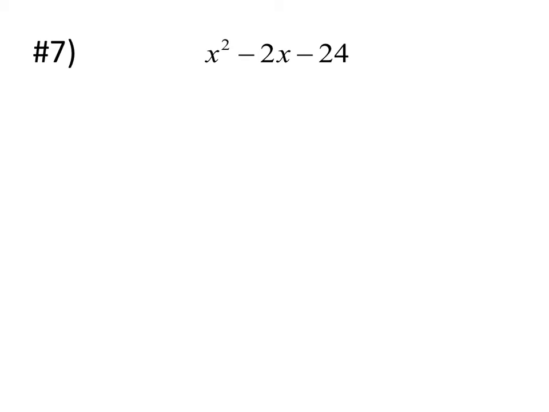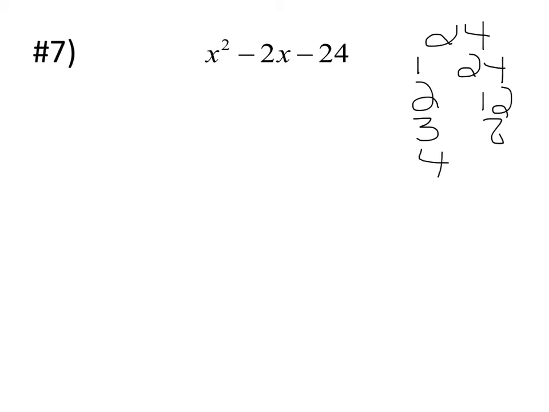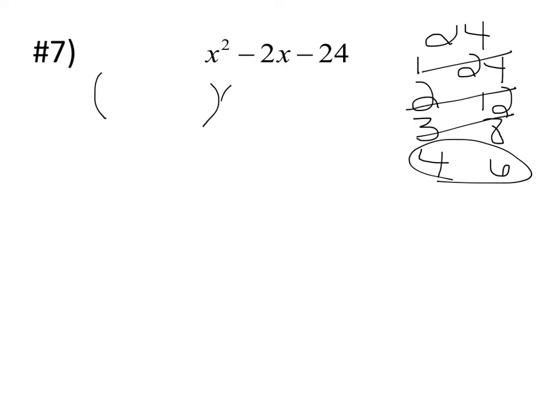Three terms do not have a GCF, so I'm going to look at the coefficient of the first times 24. So 1 times 24 is 24. Remember, right now we're ignoring the signs. So we've got 1 and 24, 2 and 12, 3 and 8, and 4 and 6. Okay? So which one's going to give me 2? Not 1 and 24, not 2 and 12, not 3 and 8, must be 4 and 6. So we're going to begin construction.